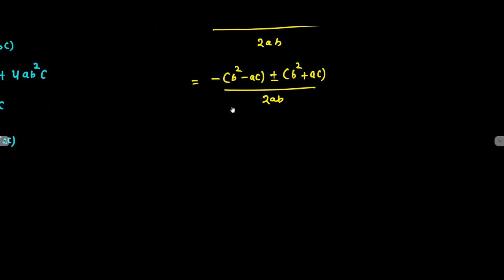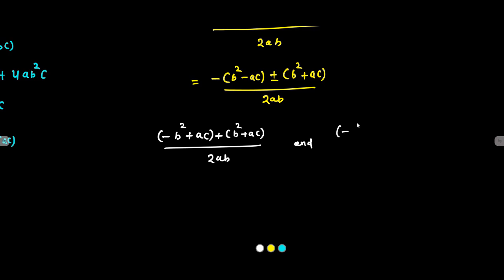So there will be two possibilities. One is minus b square plus ac, I have opened the bracket, minus b square plus ac plus b square plus ac by 2ab, and minus b square plus ac minus b square plus ac by 2ab. So in this case, minus b square plus b square will cancel each other out. So we will have 2ac by 2ab. Okay, 2ac by 2ab.